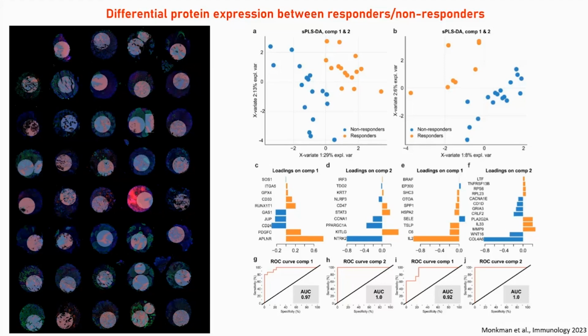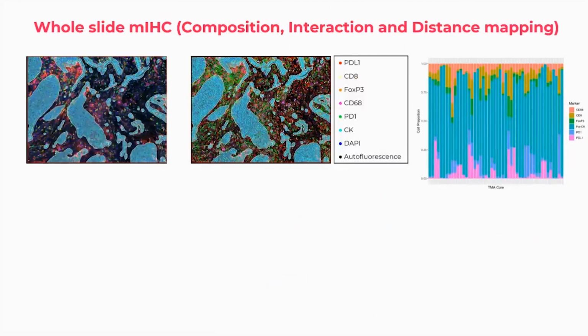And so you can see, using an unbiased lens, how you can leverage spatial to potentially identify new targets that associate with response, and then potentially go validate these findings in independent cohorts. And so we took that same tissue approach and plexed that same tissue microarray at 6 markers, looking at PD1, PDL1, FOXP3, CD8, CD68, and cytokeratin.